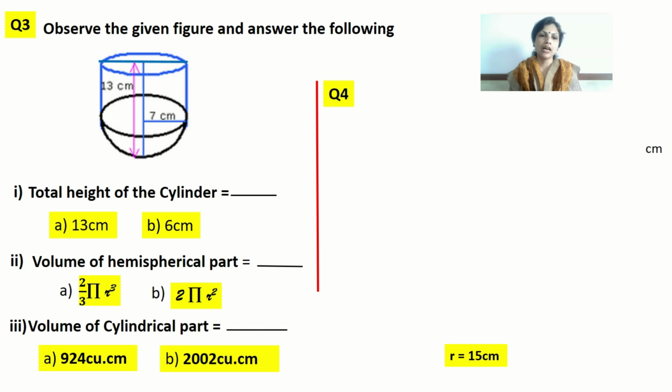So what will be the height of cylinder then? It will be total height minus the height of hemisphere, that is 13 minus 7. 13 minus 7 is 6. It is there in your options, so 6 is the correct option.